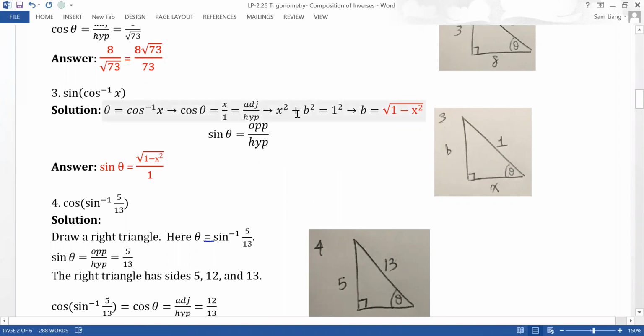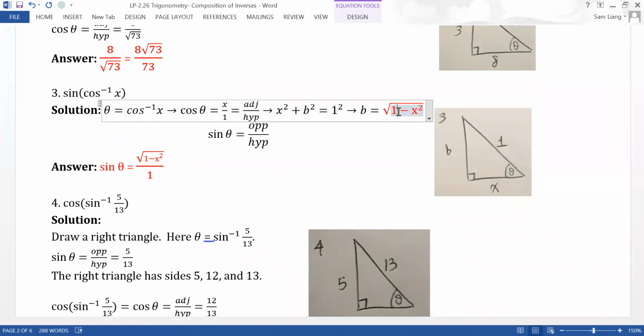So we get x squared plus b squared equals 1 squared, right? Pythagorean theorem. Then subtract x squared from both sides, you get b squared equals 1 minus x squared. Take the square root of that, you get plus or minus the square root of 1 minus x squared, but we're going to take the positive value because we're talking about the length of a side here. So therefore, we have to take the positive value, right? It wouldn't make sense to have a negative length.